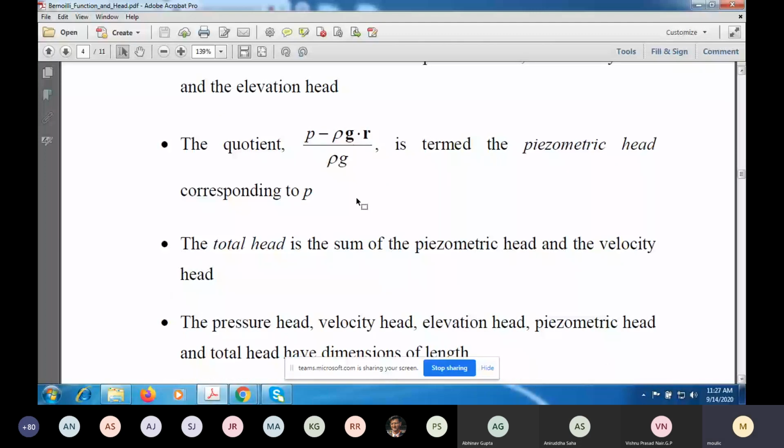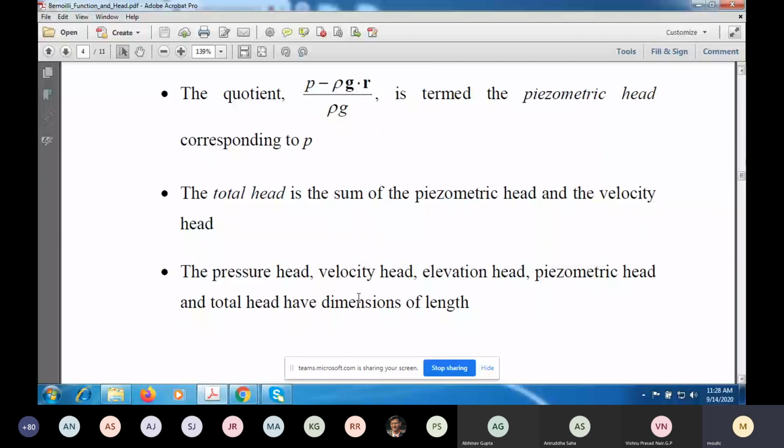And as I have mentioned before, and it's obvious to you, all these quantities, pressure head, velocity head, elevation head, piezometric head, and total head, have the dimensions of length. So the SI units will be meters. And hydraulic engineers prefer to deal with quantities which have units of meters.